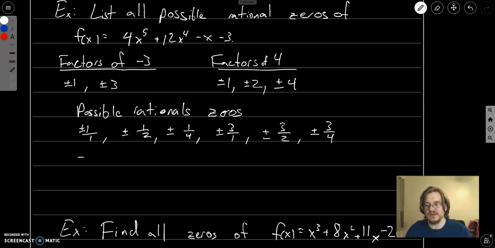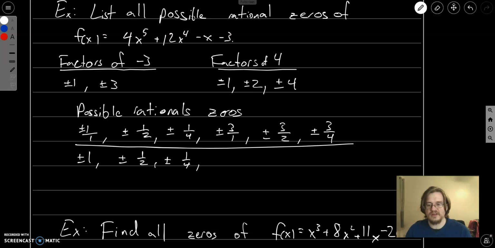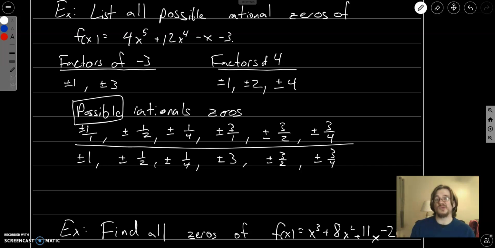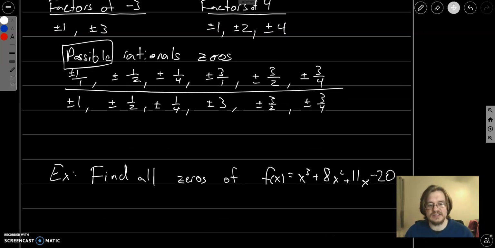If I simplify each one, this would be plus or minus 1. This is plus or minus 1/2, plus or minus 1/4. This is plus or minus 3, plus or minus 3/2, or plus or minus 3/4. So all of these are going to be the possible rational zeros, but we have to go through and check each one to see which ones are actually zeros of the function or not. So let's actually do that.